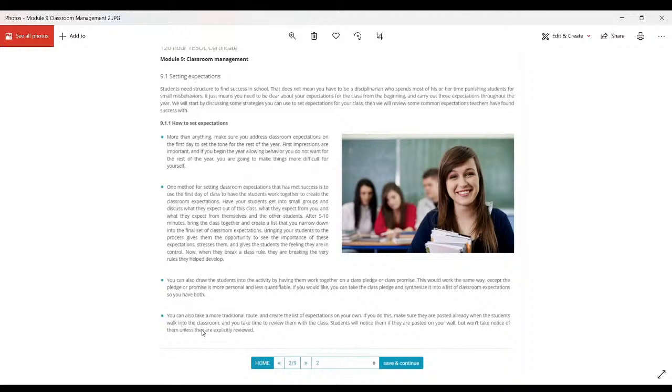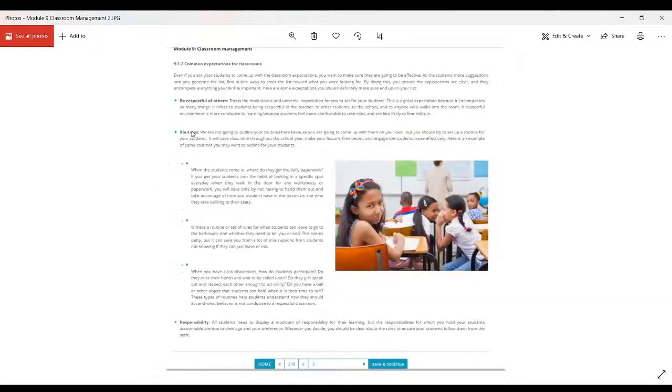Next, you can also take a more traditional route and create the list of expectations on your own. If you do this, make sure they are posted already when the students walk into the classroom, and you take time to review them with the class. Students will notice them if they are posted on your wall, but won't take notice of them unless they are explicitly reviewed. Save and continue.